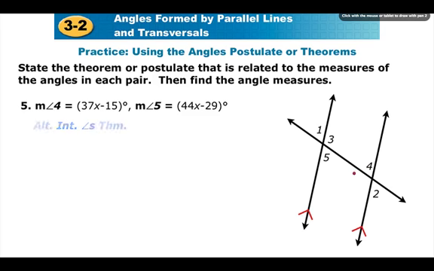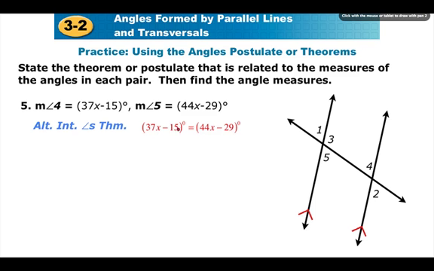These are alternate interior angles, and it corresponds to the alternate interior angles theorem. From here, you know that these two angles, according to the theorem, they're equal. 37x minus 15 equals 44x minus 29.